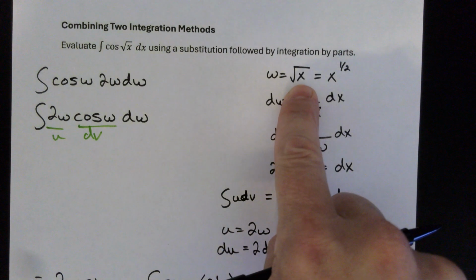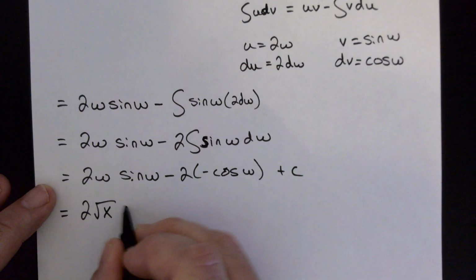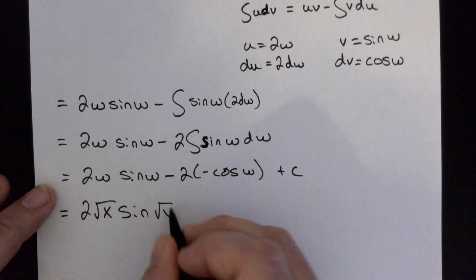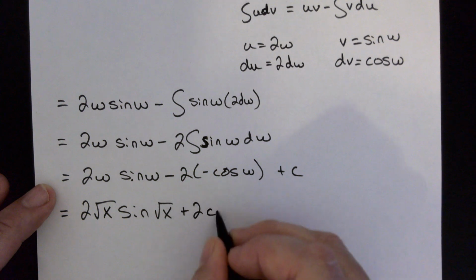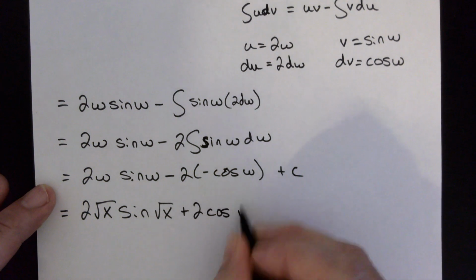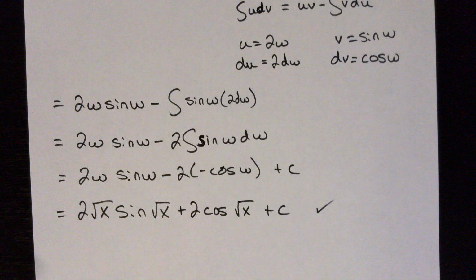So everywhere I see a w, I'm going to put a square root of x. So I get 2 square root of x times sine square root of x. The negatives cancel, so it'll be plus 2 cosine, and then the w is square root of x, plus c. And that's the end of that one.